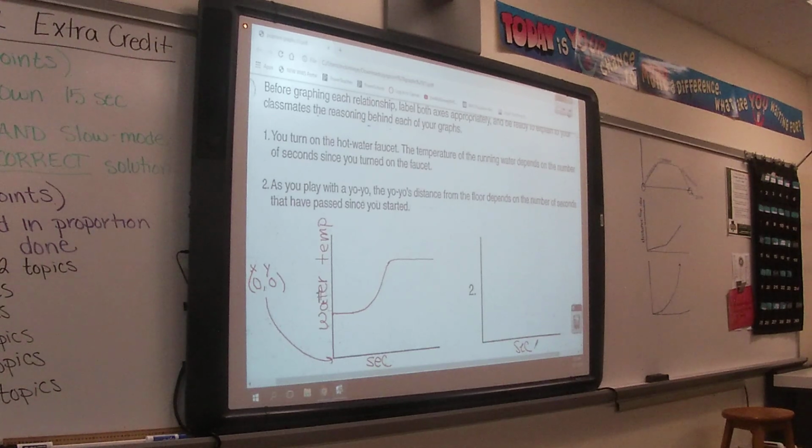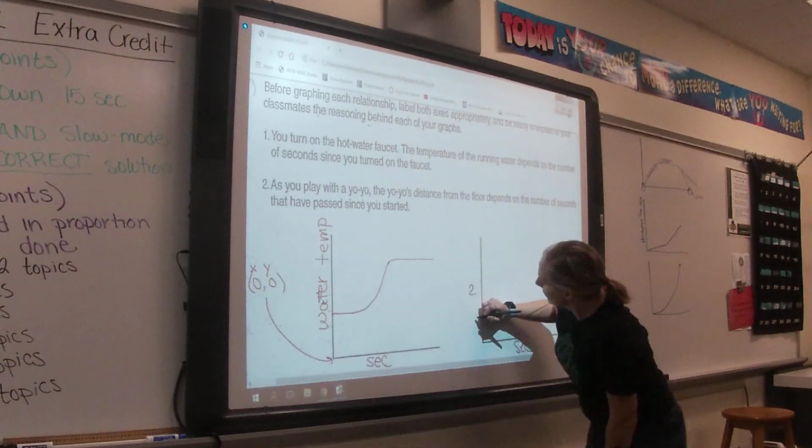I'm not going to give you a quiz over independent and dependent. I want you to know that you're putting time on the x-axis. And then the other one, the y-axis, is distance. Distance from the floor, right? The yo-yo's distance from the floor.